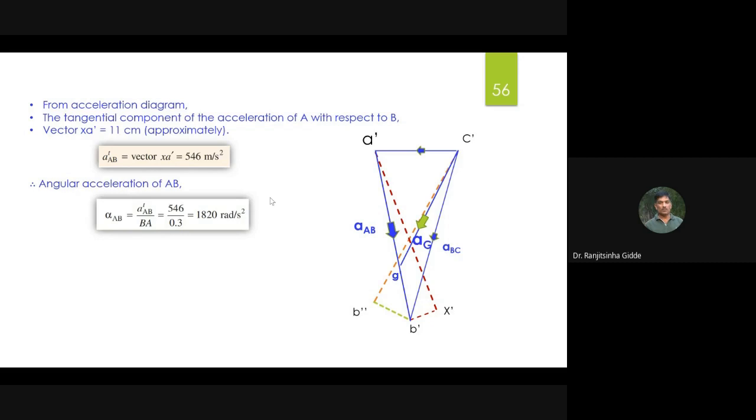Next line you can write, from the acceleration diagram the tangential component of the acceleration of A with respect to B.